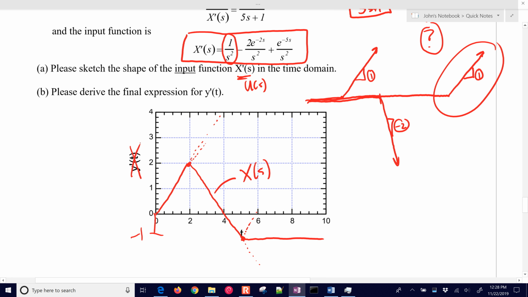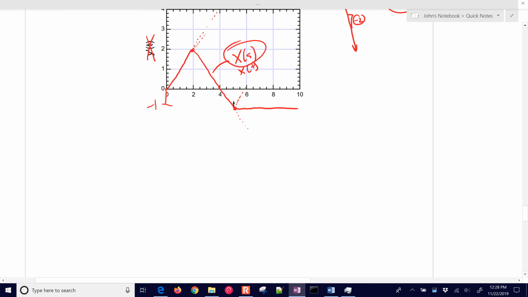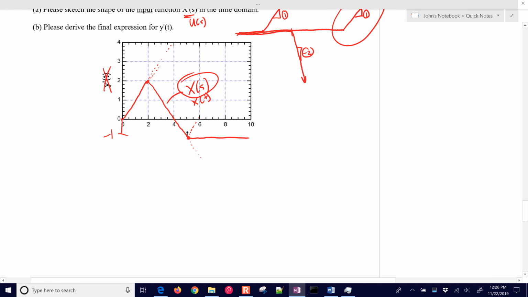Alright, so here is x of s. You can ignore that there. We could plot y of t later. So this is x of t, lowercase x, in the time domain, but we analyze that from x of s in the Laplace domain.